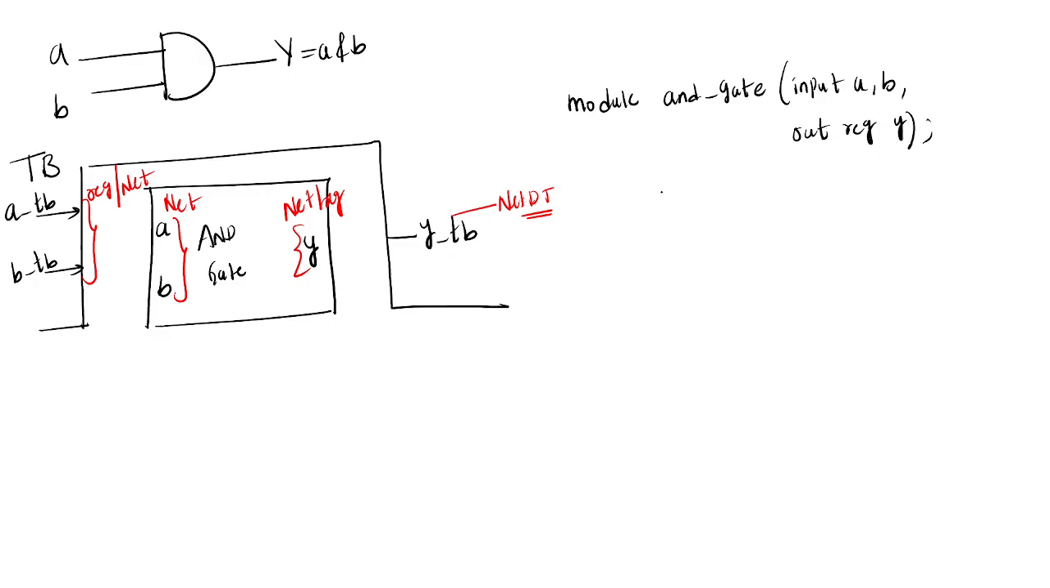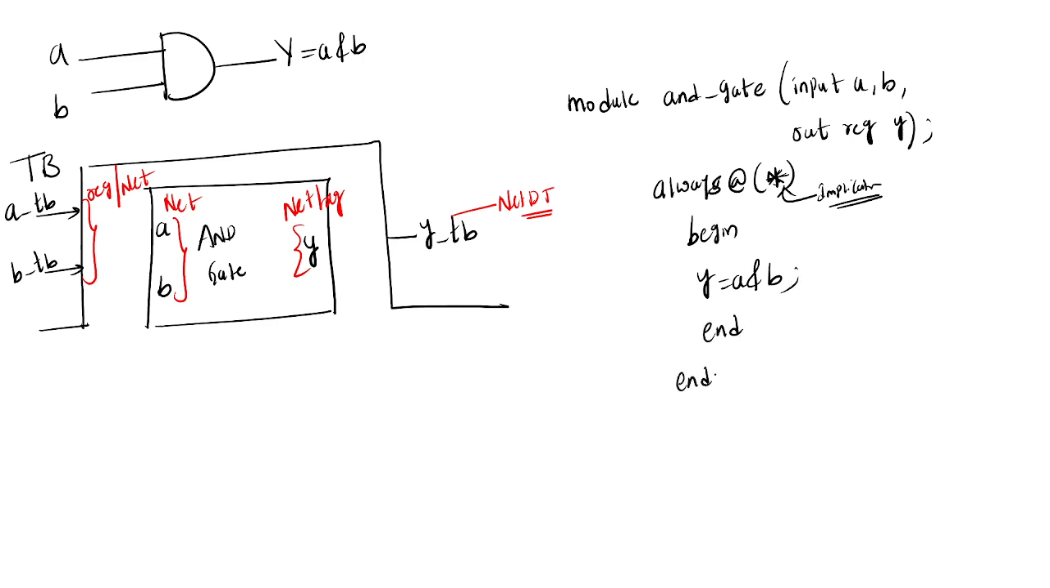And I am writing always at the rate star. In the bracket, this is nothing but the sensitivity list. If there is any change in the inputs, then there is a change in the outputs. If you have 100 inputs or 200 inputs, it is difficult to write them all in the bracket. So if it is star, we call this the implicit operator. Star means it will be applicable for all the inputs. Okay, so I am writing begin y equal to a and b.